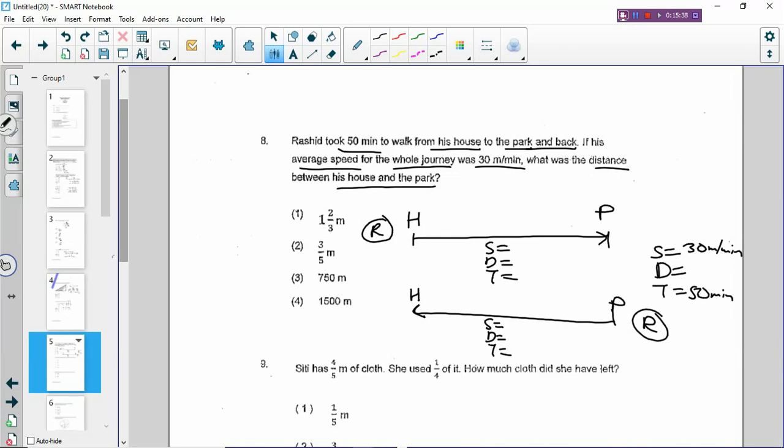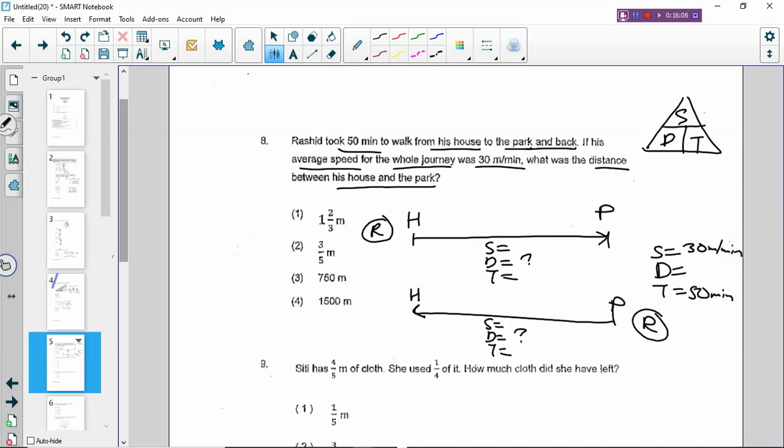So what was the distance between the house and the park? Your question mark can be here or over here. It will be the same distance. Then you have to remember your triangle. How do you get the speed? Speed is equal to distance divided by time. That is the formula, the triangle that you are asked to remember. From this triangle, you can work out the different things that you need to find.